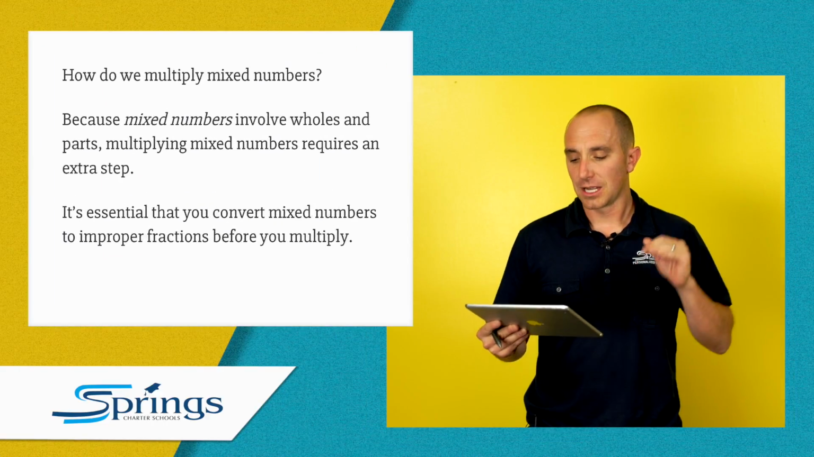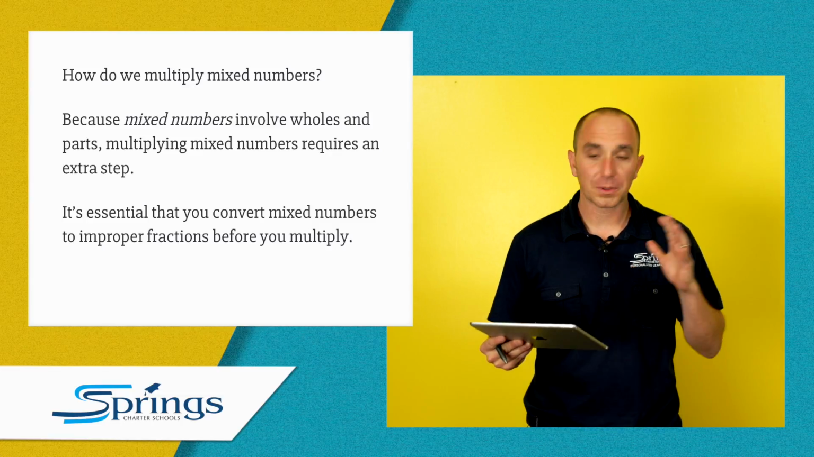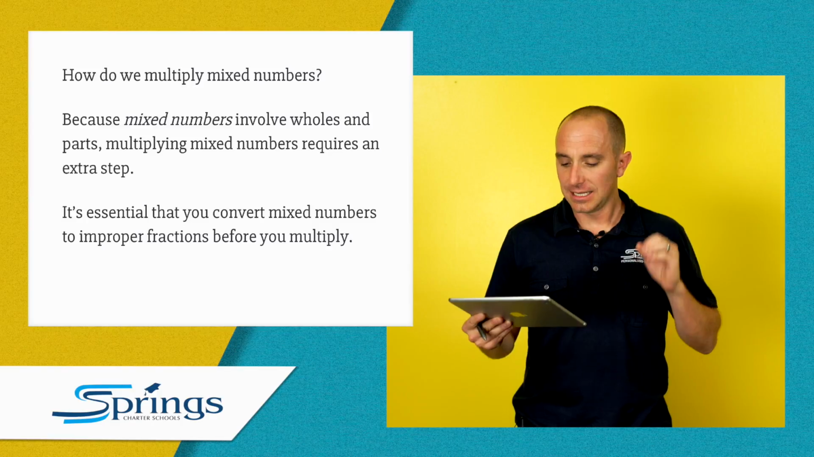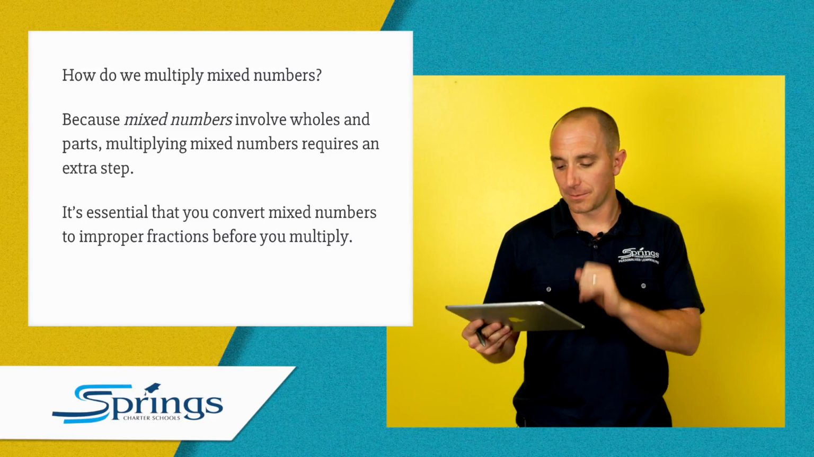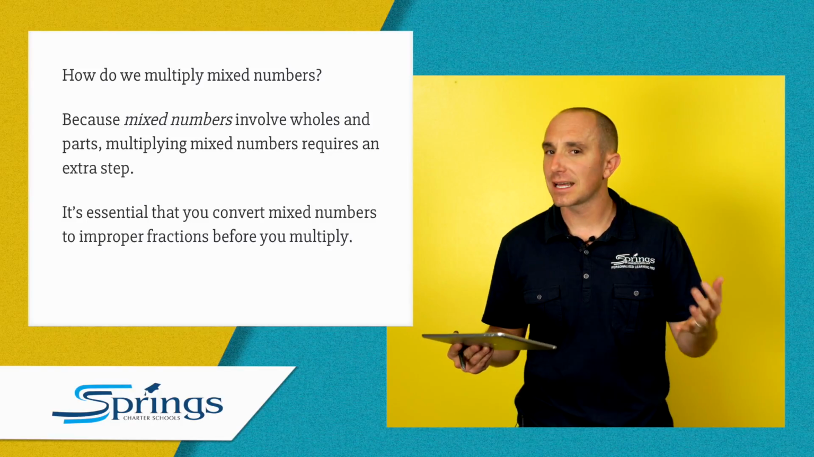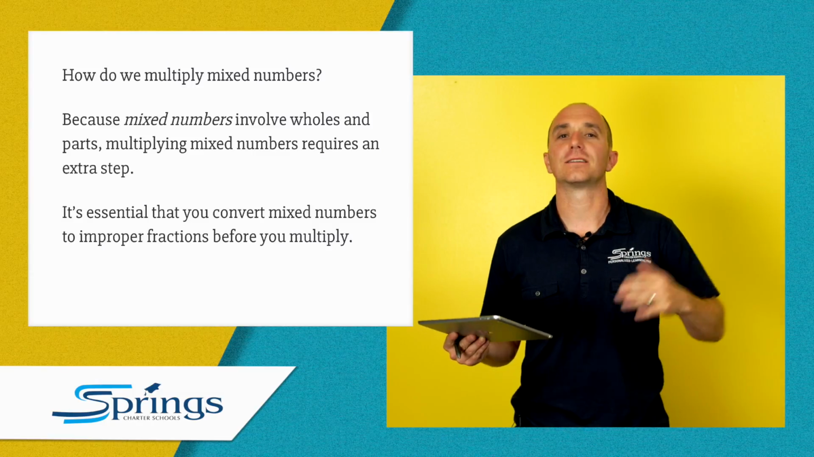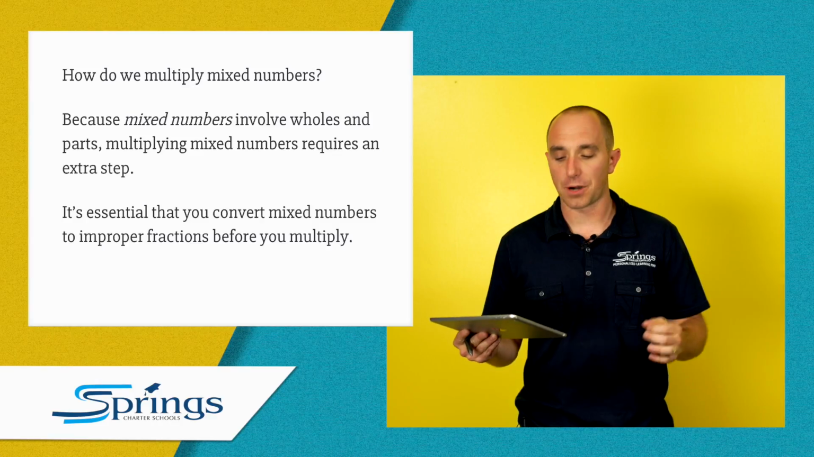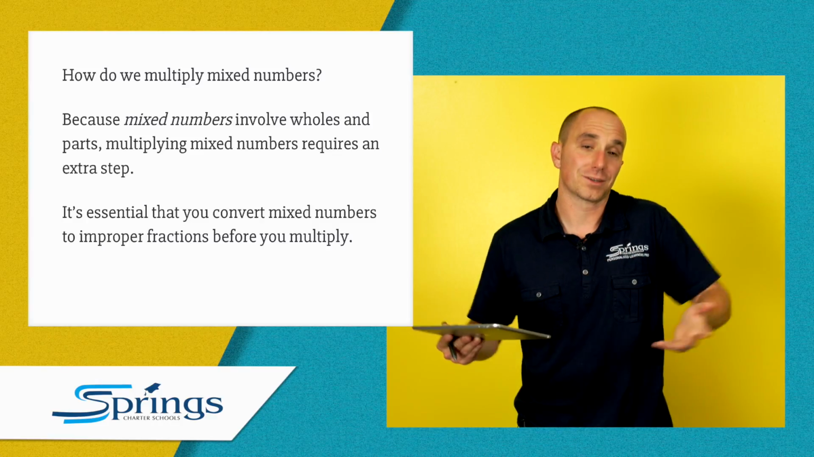Because mixed numbers involve wholes and parts, multiplying mixed numbers requires an extra step. Big deal. Easy. It is essential that you convert mixed numbers to an improper fraction before you multiply, and that's that extra step. You just have to go back to the skill you already learned and convert it, because you got to take that mixed number into an improper fraction, then you multiply, and then of course, unfortunately, convert it back.